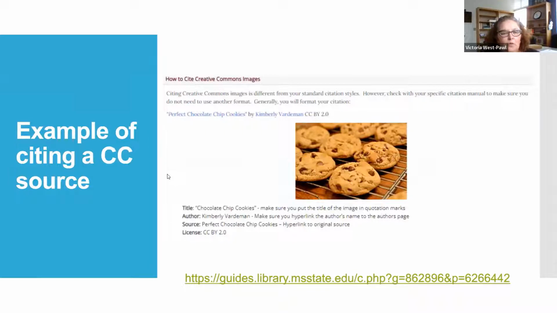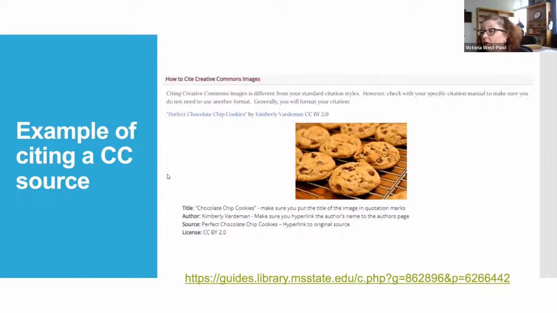And then an example of citing a Creative Commons source. You do need to know this because you need to cite the material when you are using it for your courses or your materials for your courses. So if you're going to cite a Creative Commons resource, then this is one way to format it. According to Mississippi State University Libraries, you need to do the following. You need to list the title not italicized, but in quotation marks.